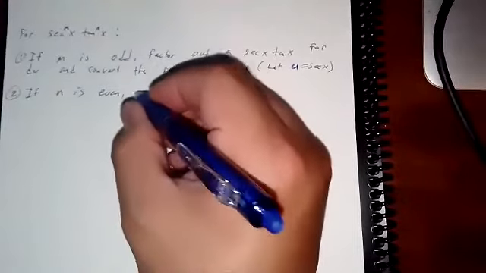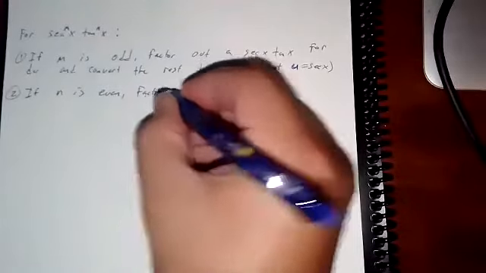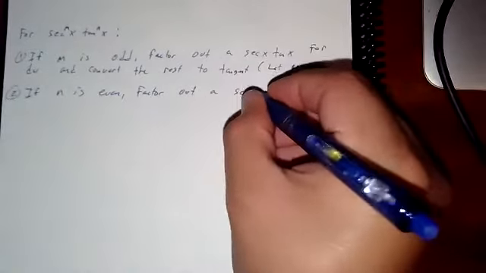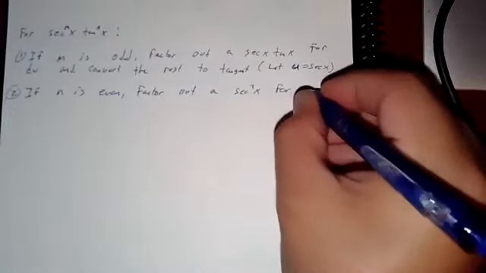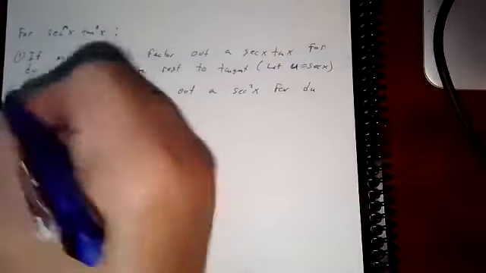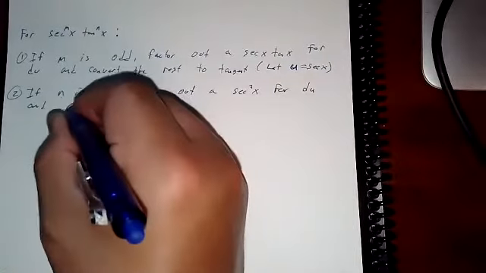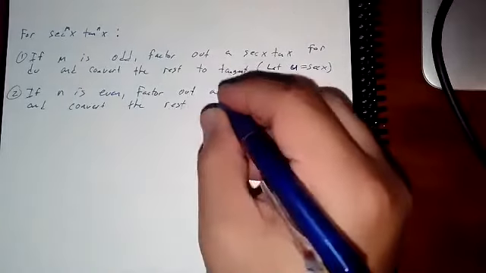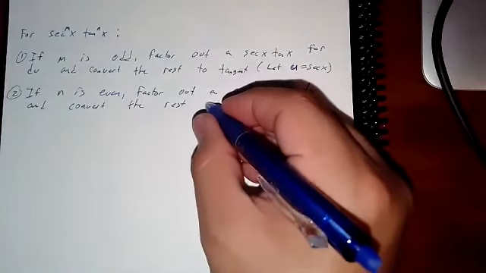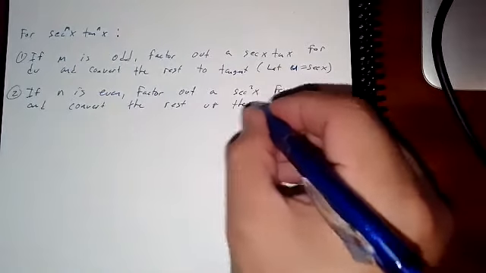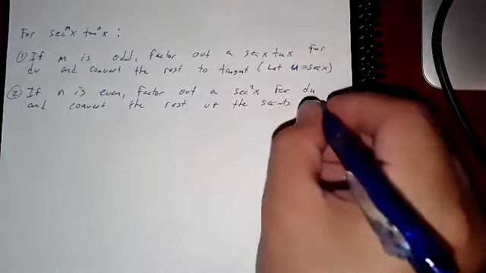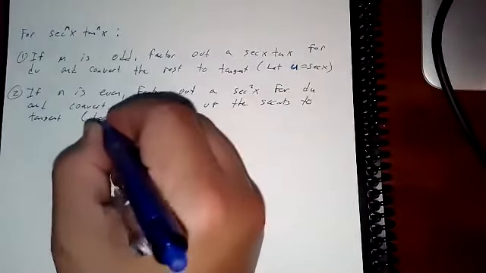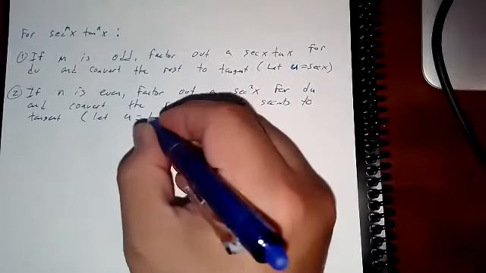If n is even, factor out a secant squared x for du and convert the rest of the secants to tangent. Let u equal tan.